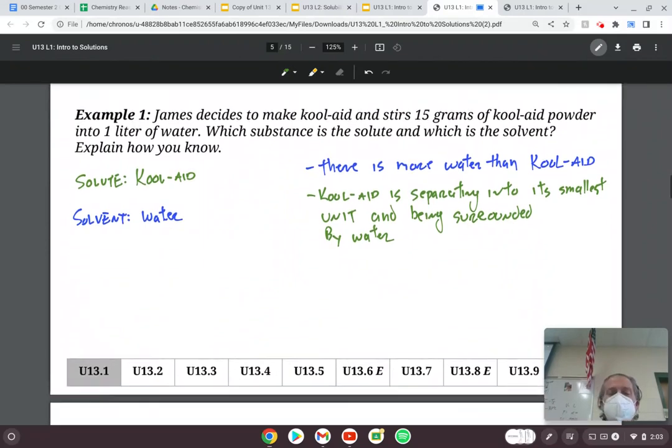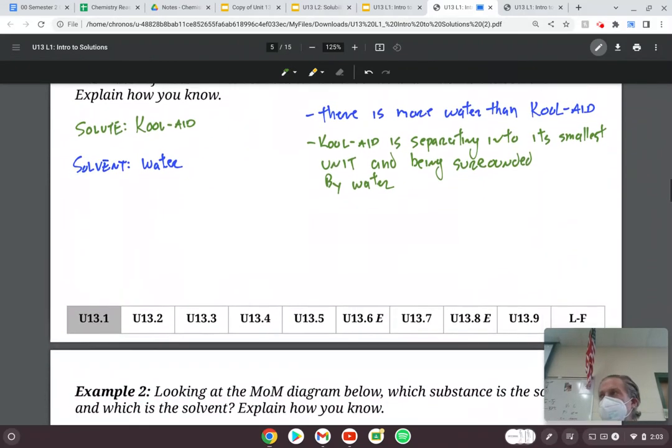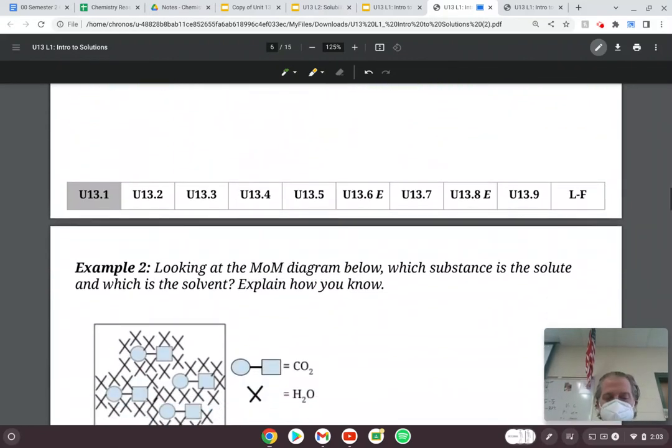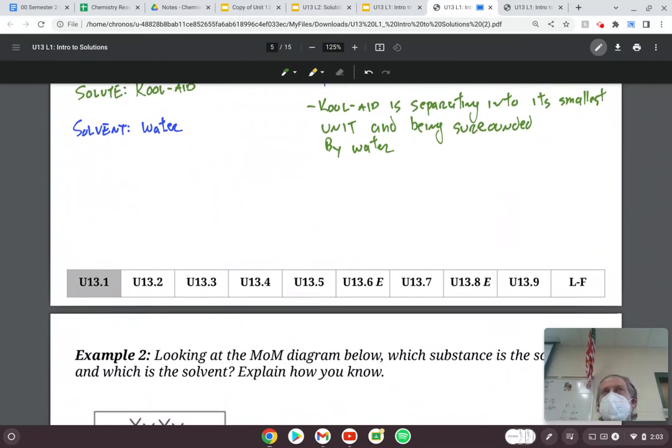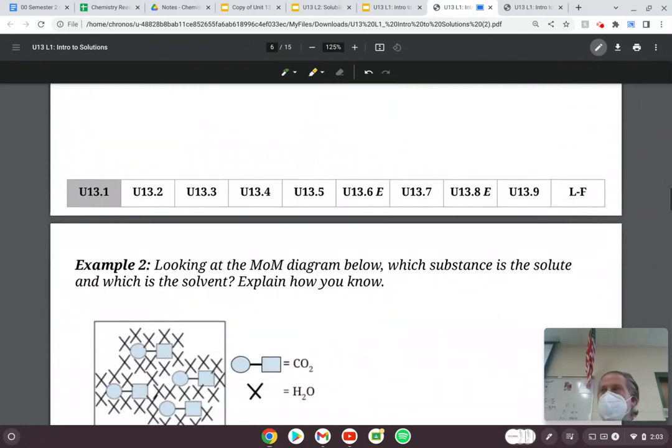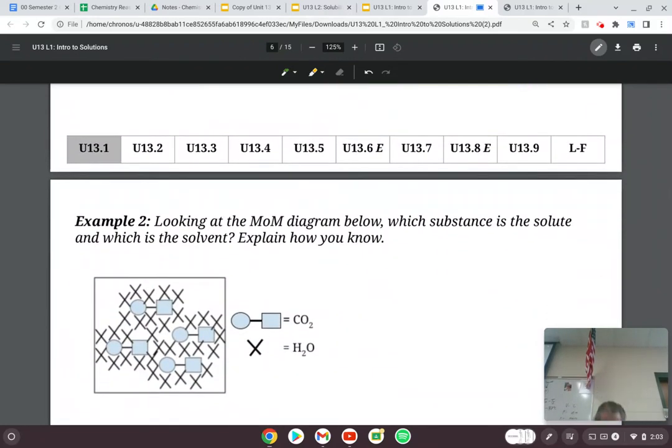In another example, we're giving you an actual picture here, and this one is a little bit easier, I think, to identify. In the next picture, we're looking at the relationship between carbon dioxide and water. In this instance, we know that carbon dioxide and water do mix, because your bubbly beverages like your LaCroix or your Code Red Mountain Dew have the carbon dioxide and the water mixed together.